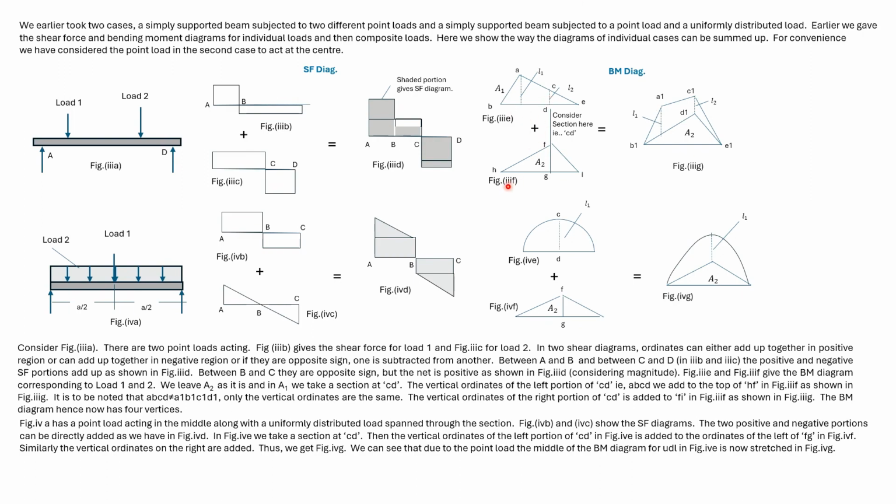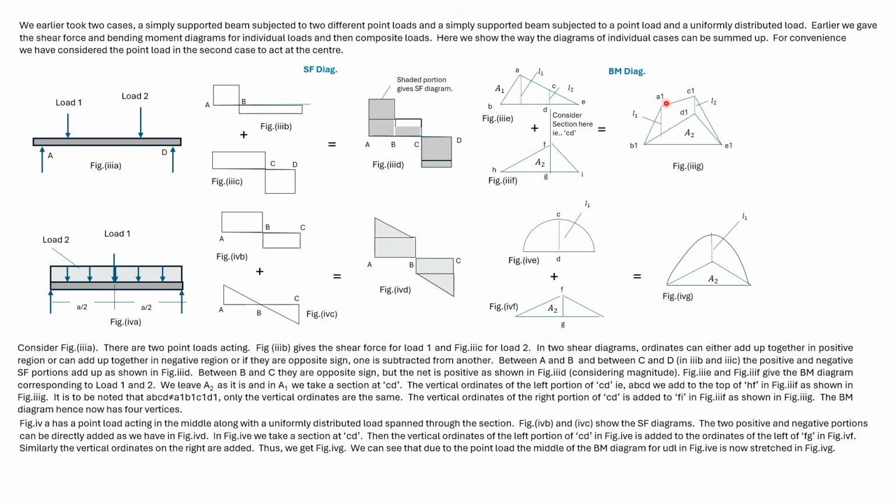We leave the bending moment diagram of load 2 as it is. We take a section in A1, B1, C1, D1, which aligns with the maximum moment in A2. To the left of the section, we have ABCD, which we add to HF. And to the right, we have CDE, which we add to FI.